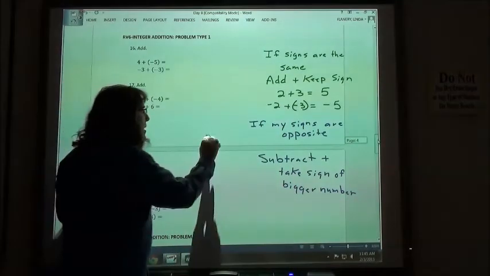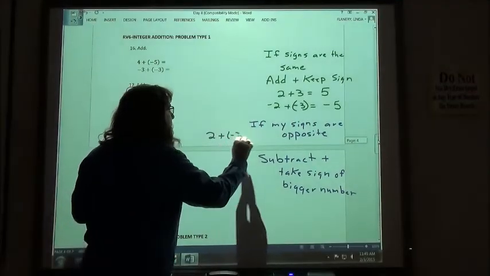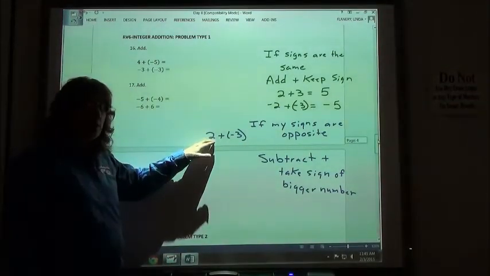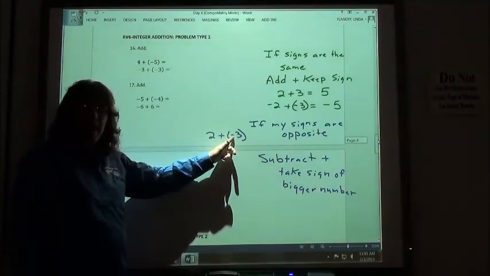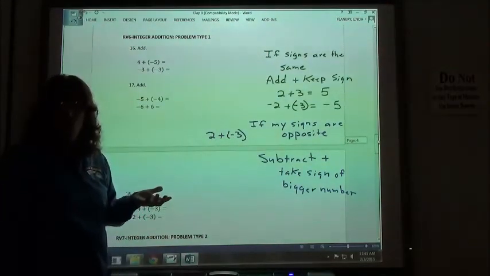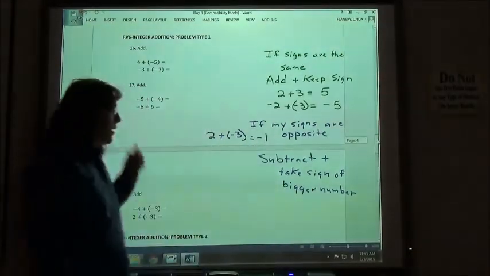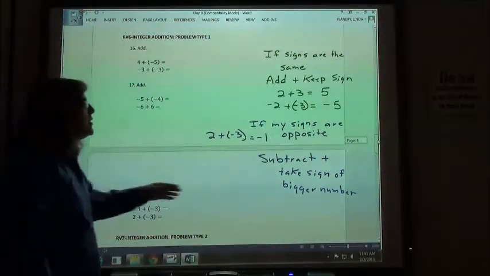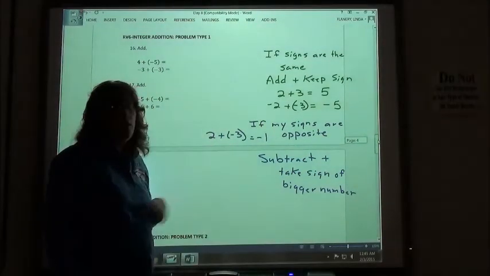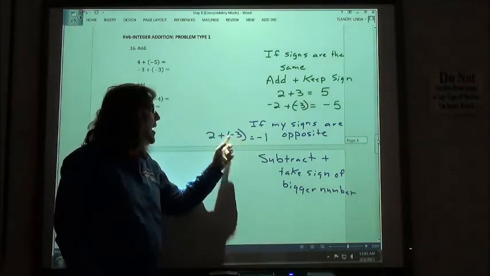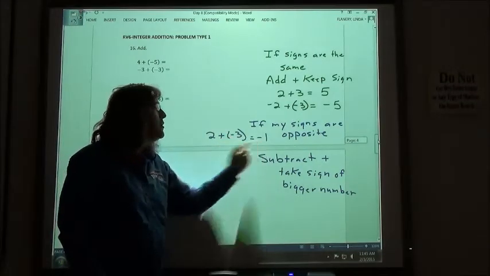If I am doing 2 plus negative 3, I have $2. I owe $3. I'm going to be in the hole. I'm going to owe money. I'm going to owe $1. So when they tell you to subtract, you're going to take the bigger number minus the smaller number, ignoring the signs. 3 minus 2 is 1. I take the sign of the bigger one, so it's going to be negative 1.